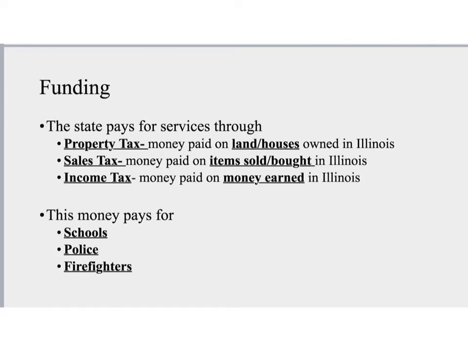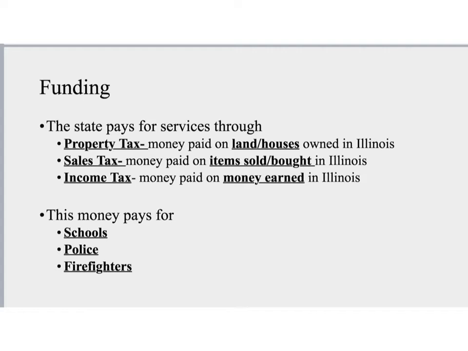All right, so where does the state of Illinois get its money? Where is it funded from? The state pays for services through property taxes, and this is money that is paid on land or houses owned in the state of Illinois. Sales tax, every time you buy something, you buy clothing, you buy candy, you buy something at the mall, all right, you are paying sales tax. That sales tax is going directly to the state of Illinois to help pay for them.